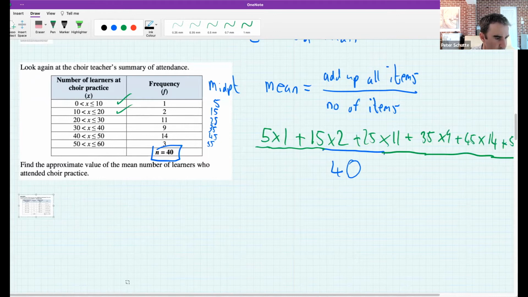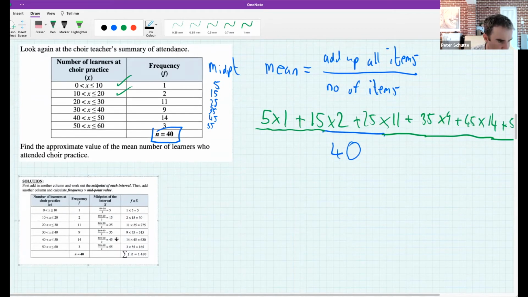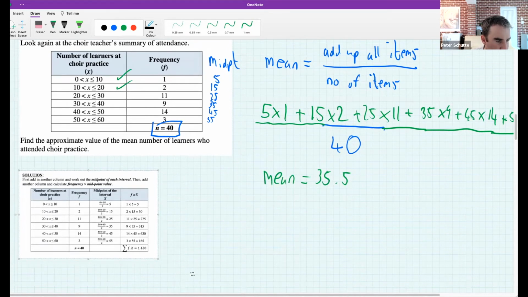I've got my answer here. We can have a quick look. So the final total of all the top bits is 1420, and then we divide by 40, and the answer should be 35.5. So you should get an answer of 35.5. Now, if you want, you can add another column for the multiplication, but I think that just takes too long. Okay, so let's have a quick look at the answer here.